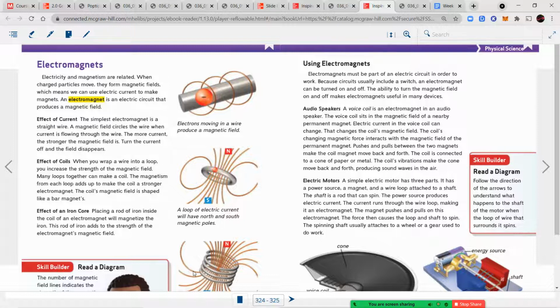Using electromagnets. Electromagnets must be part of an electric circuit in order to work. Because circuits usually include a switch, an electromagnet can be turned on and off. The ability to turn the magnetic field on and off makes electromagnets useful in many devices.